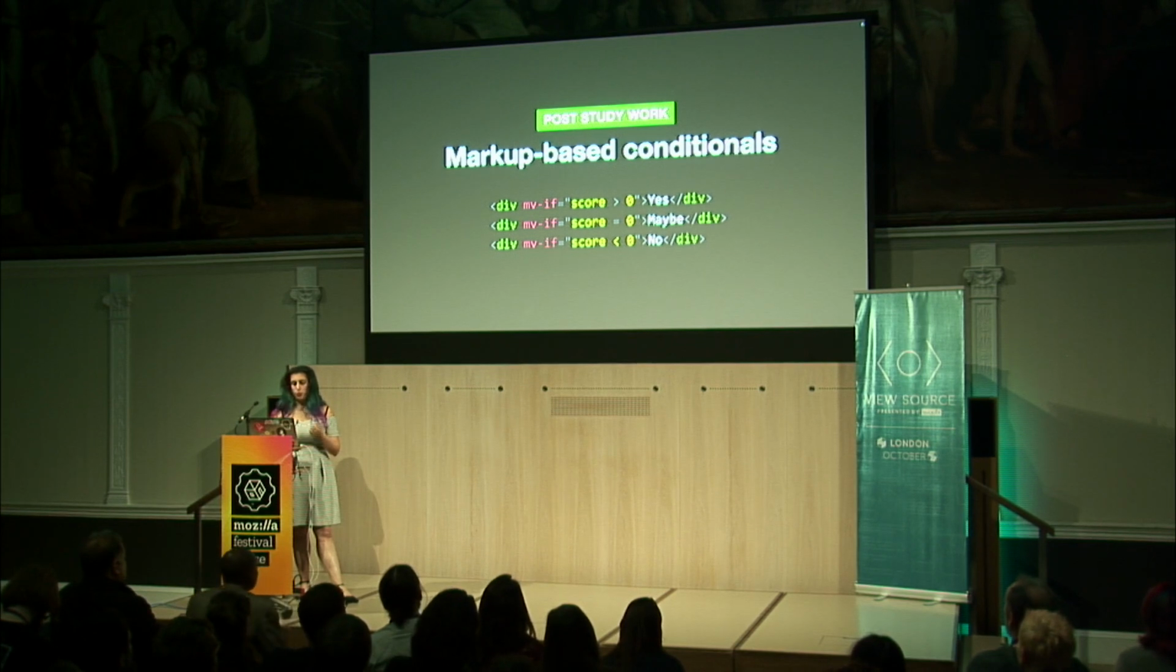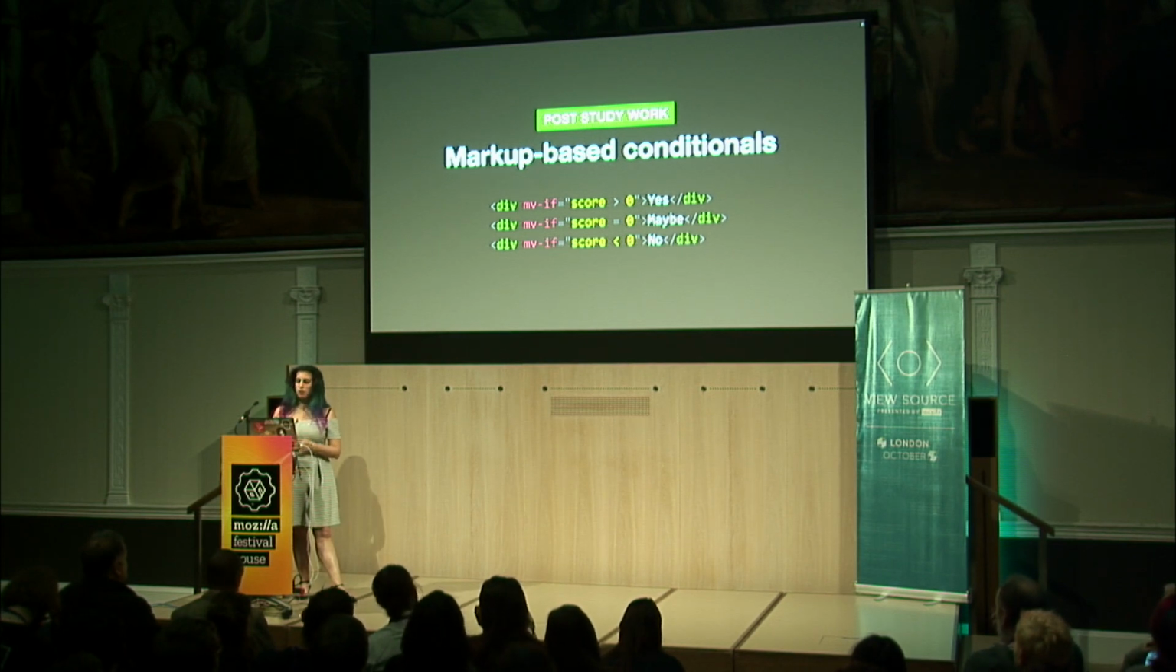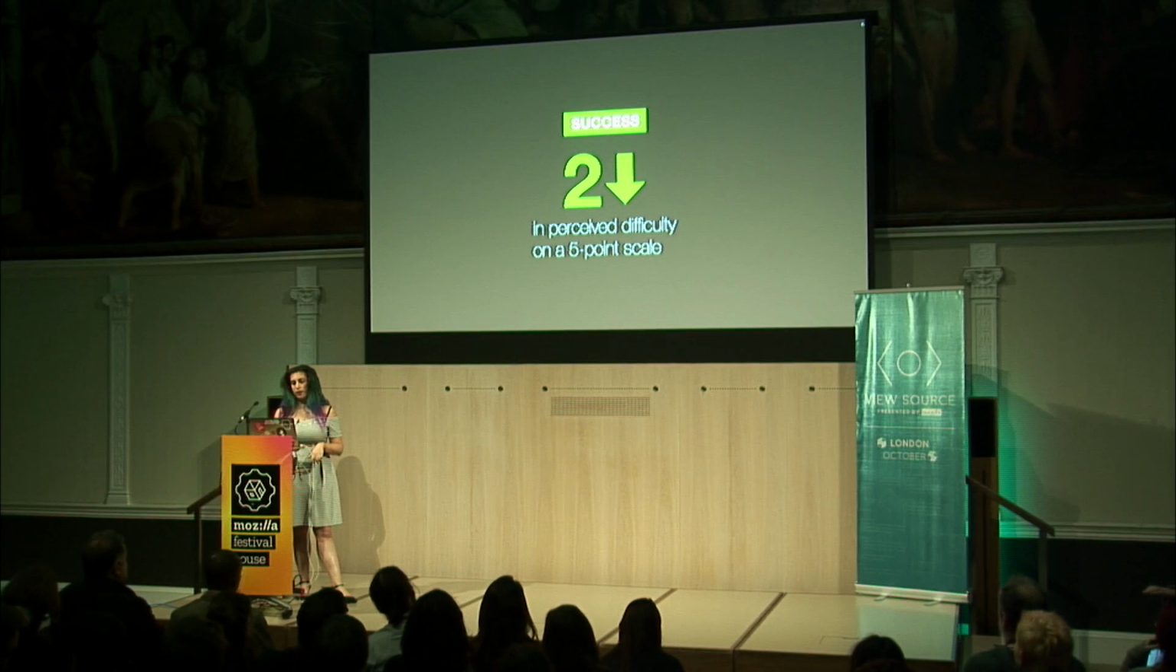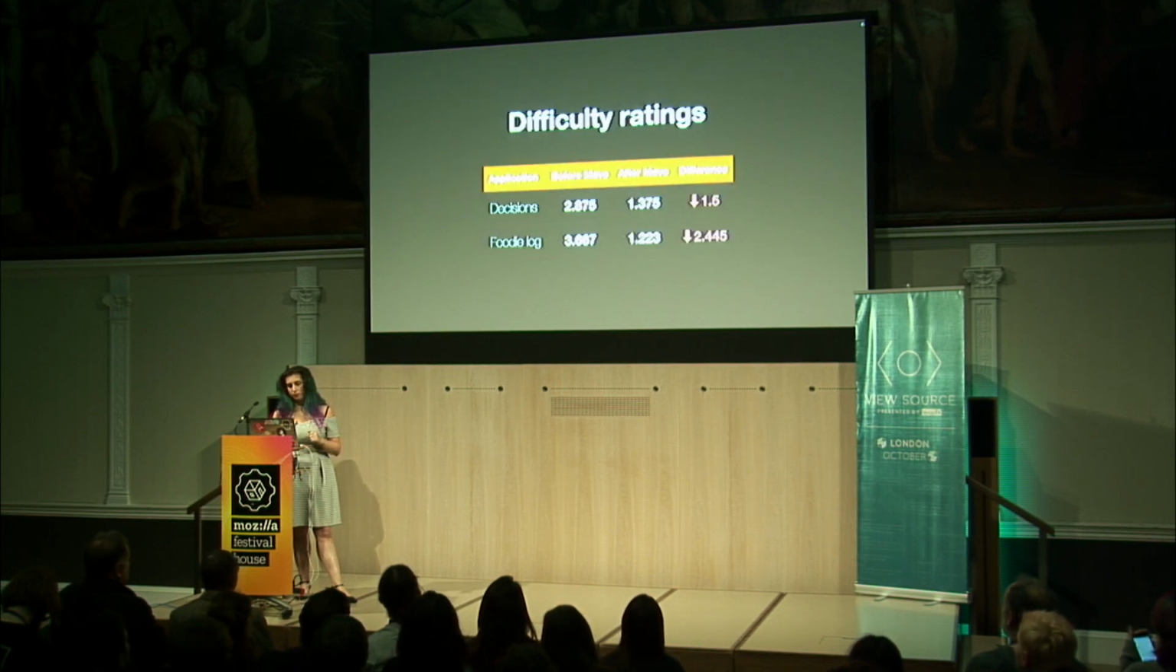So after the study, we added markup-based conditionals so that people don't have to come into contact with that for every single conditional they need. Like for simple cases where you just want to remove an element from the page if a test is false, you don't need to use that. And the perceived difficulty of creating these apps fell 2 points on a 5-point scale.